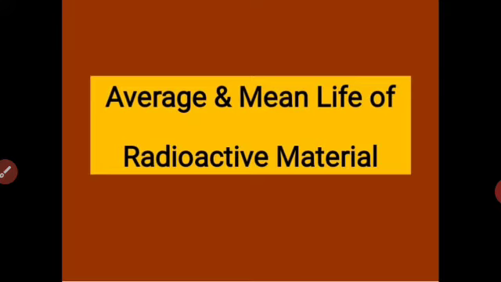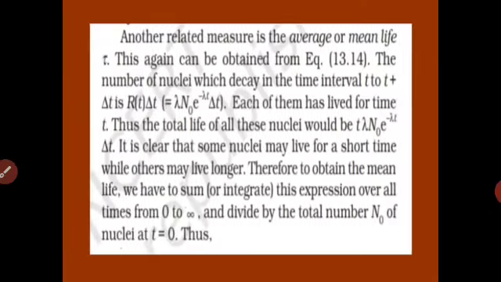Today we shall discuss the average and the mean life of radioactive material. It is either called an average life or the mean life. Another related measure is the average or mean life, that is denoted by tau. This again can be obtained from the equation. This we will derive and see.